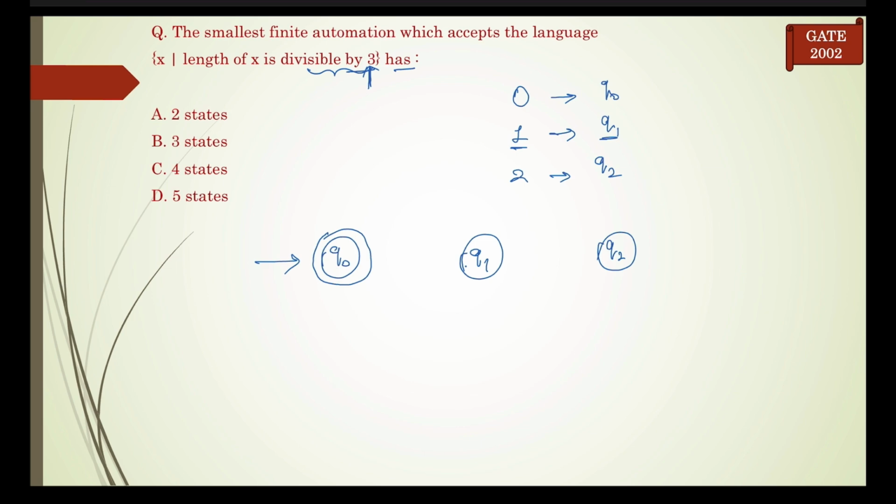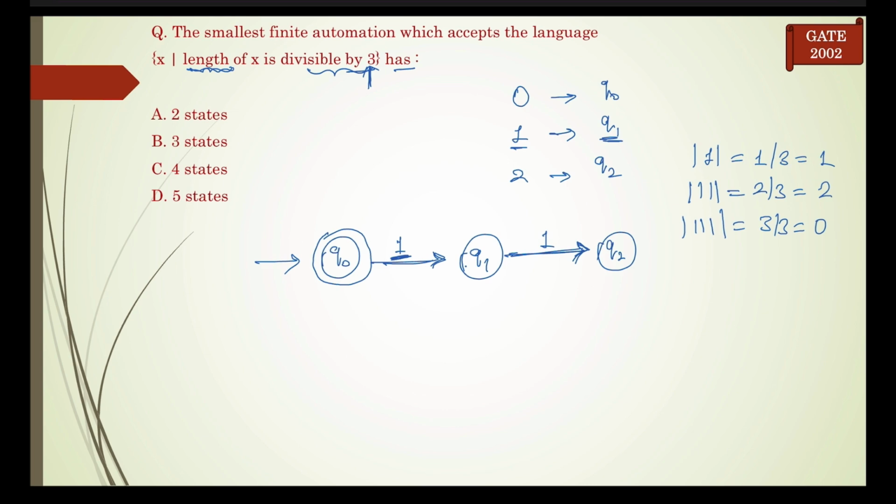Here the input symbol is not given, so you can consider anything because you just have to worry about the length. Either you can take a single 1 as the input symbol. So a single 1 has length 1. 1 divided by 3 gives remainder 1, and 1 is represented by Q1. With 1 1, its length is 2. 2 divided by 3 gives remainder 2, so you should reach Q2. When the length of the given string is 3, 3 divided by 3 is 0, so you should reach Q0.